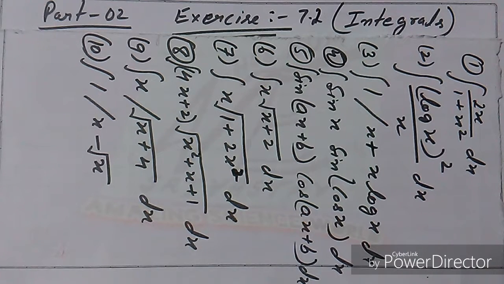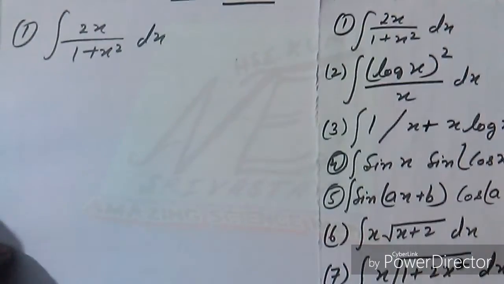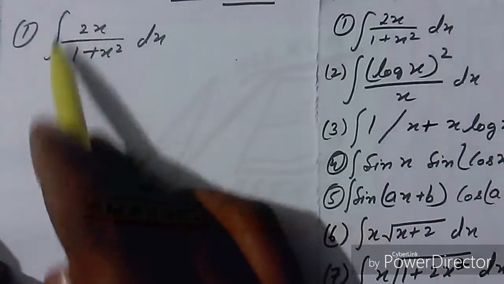And you see, this is exercise 7.2 part 2, chapter integrals, and today we do exercise questions. These are the 15 questions there, and I select 10 questions which are a little bit difficult, and one by one I explain how we integrate them. Then start. The first question is the integration of 2x by 1 plus x square dx.